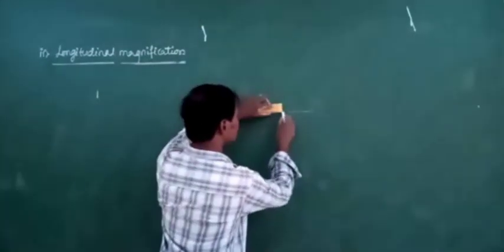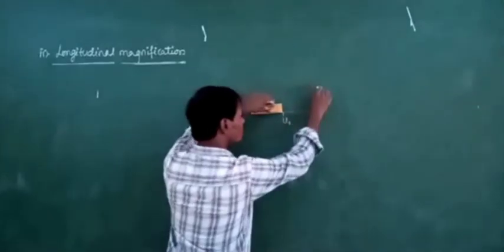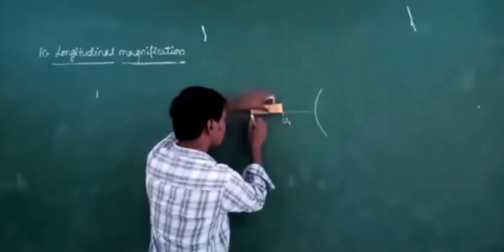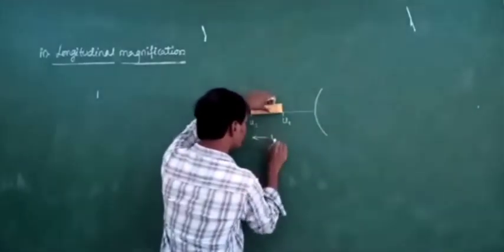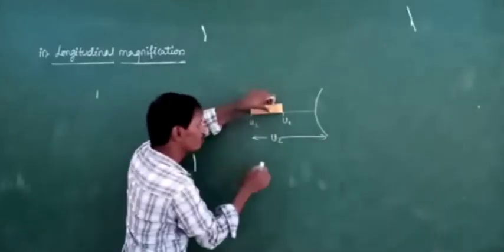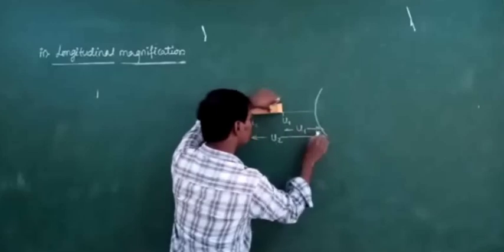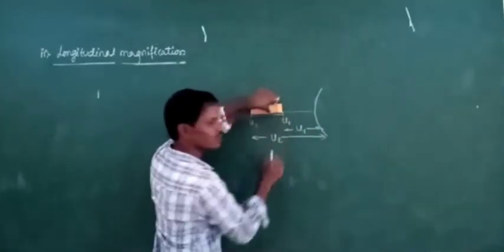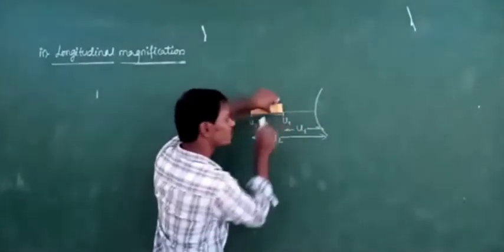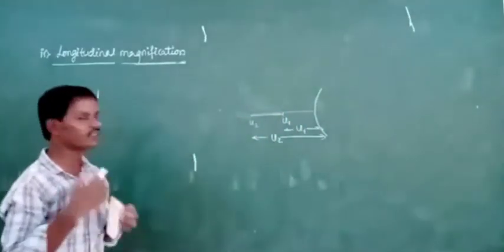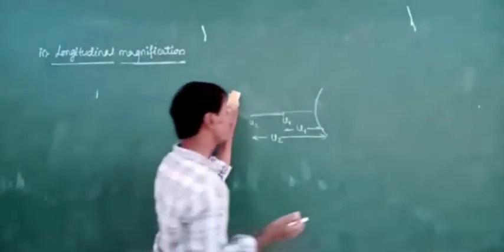See here, this is an object. I will take the distance of the object from the spherical surface, that is u1, and u2. This side can be taken as u2 and this side can be taken as u1. So u2 minus u1 gives the length of the object. And v2 minus v1 gives the length of the image of the object.